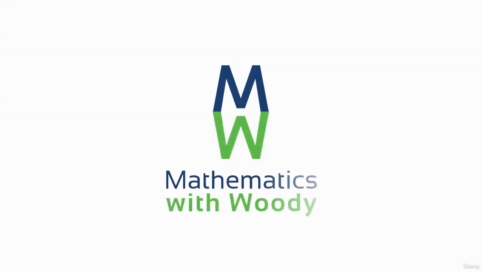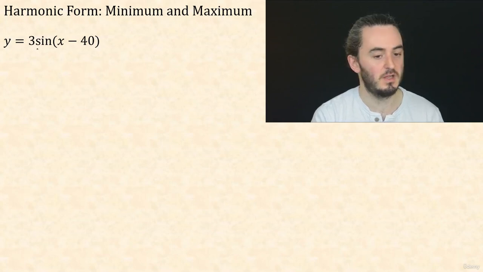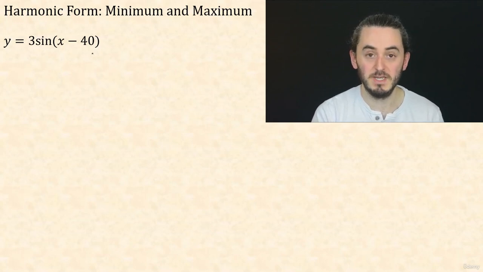In this video, we're going to look at how to find minimum and maximum points of trigonometric functions by using harmonic form. The key idea here is that when you've got a trig function expressed in harmonic form, it's just some stretch of a sine curve that's been translated some amount left and right, it's really easy to find maximum points.